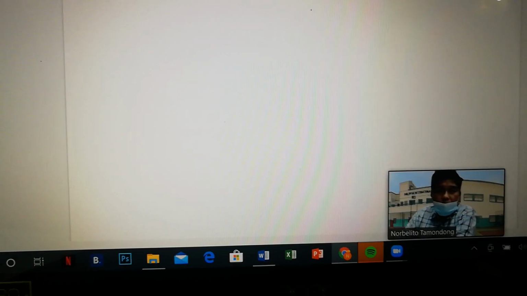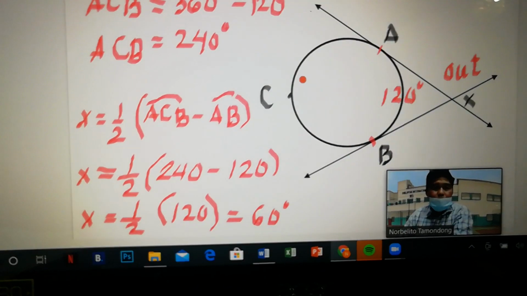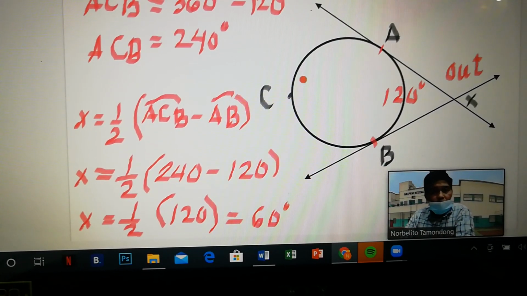Okay, so that's all about our review for today. The measure of the angle formed by secants and tangents intersecting in, on, and outside the circle.